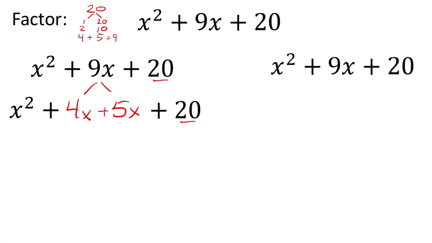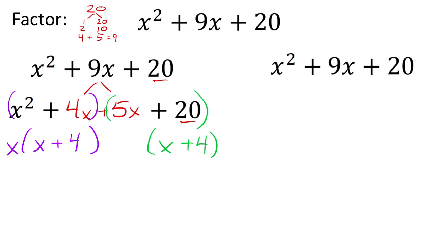At this point, we have the groups. We have the x squared and the 4x. I can factor out an x from this one, and I'm left with x plus 4. If we've done this correctly, we should end up on the right side with an x plus 4 as well. If not, then I would worry that I've done something incorrectly. From these 2 terms, I cannot factor out an x, but 5 and 20 are both divisible by 5, so I am going to factor out a 5.